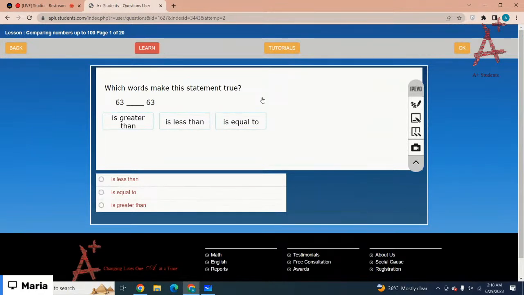Which words makes the statement true? 63 and 63. So which is the correct option? The numbers are exactly same. So they are equal. Yes, 63 is equal to 63.